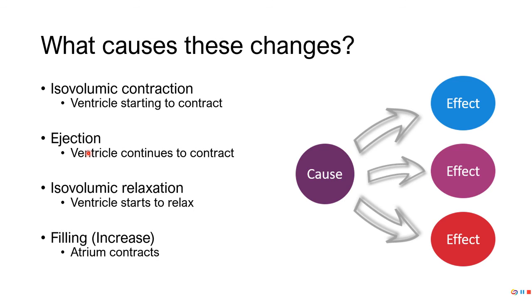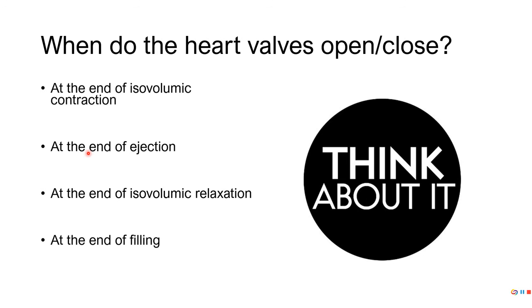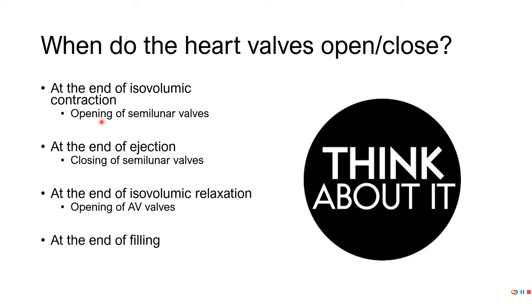So, next set of questions. When do the heart valves open and close? So remember, they open or close at the end of each phase. So at the end of isovolumic contraction, we open the semilunar valves. At the end of ejection, those valves close. At the end of isovolumic relaxation, the AV valves open. And you got it, those valves close at the end of filling.